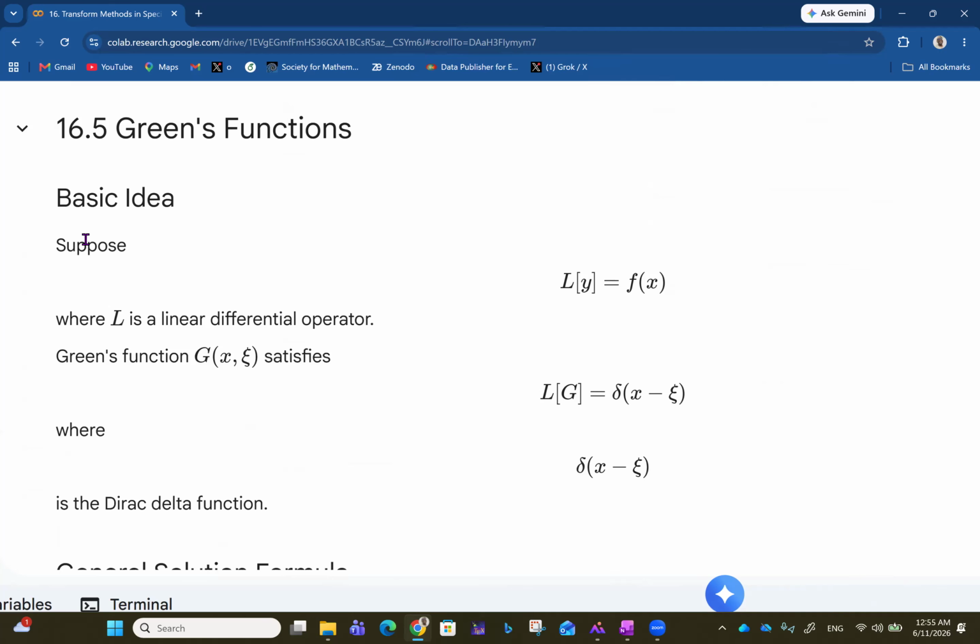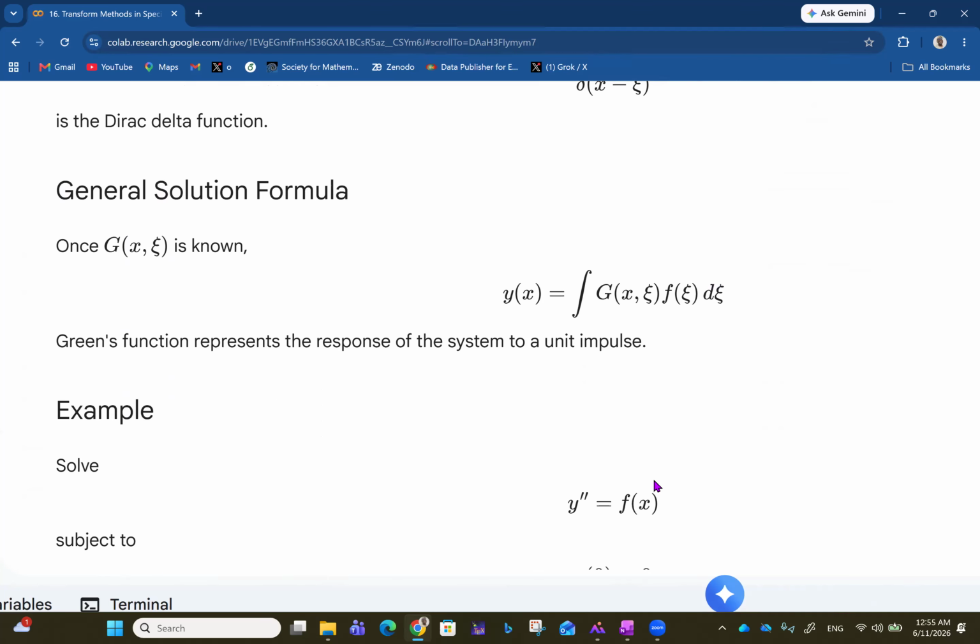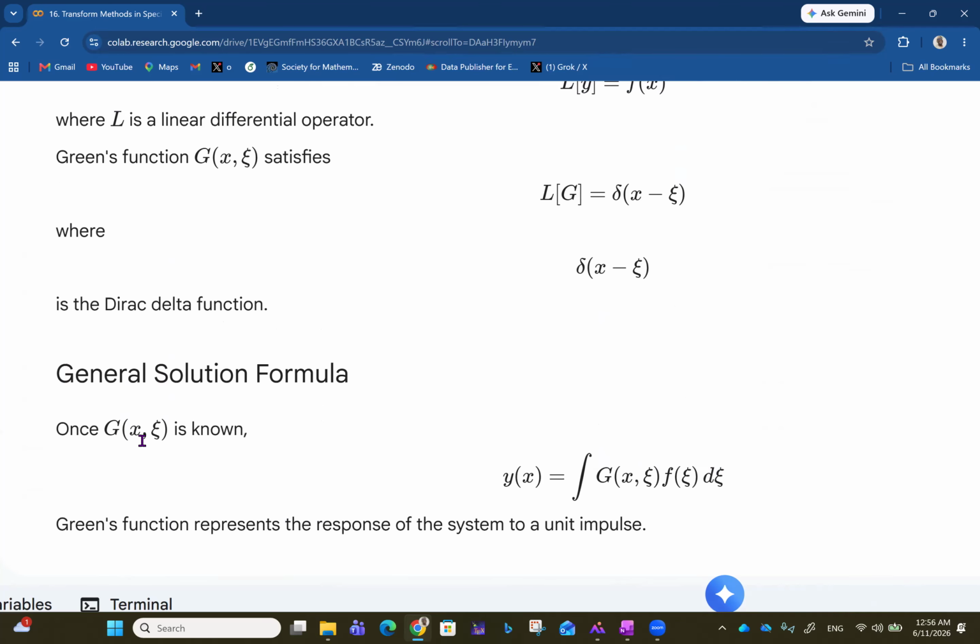So the basic idea is this: suppose that L of y is equal to f of x, where L is a linear differential operator. The Green's function g of x comma psi satisfies L of g equal to delta of x minus psi, where delta of x minus psi is the Dirac delta function. So then we have the general solution in this form. Once g of x comma psi is known, then y of x is the integral of g of x comma psi multiplied by f of psi d psi. And then Green's functions represent the response of the system to a unit impulse.